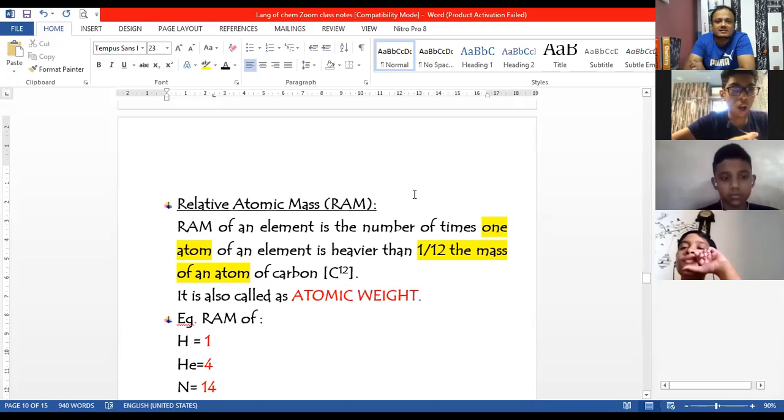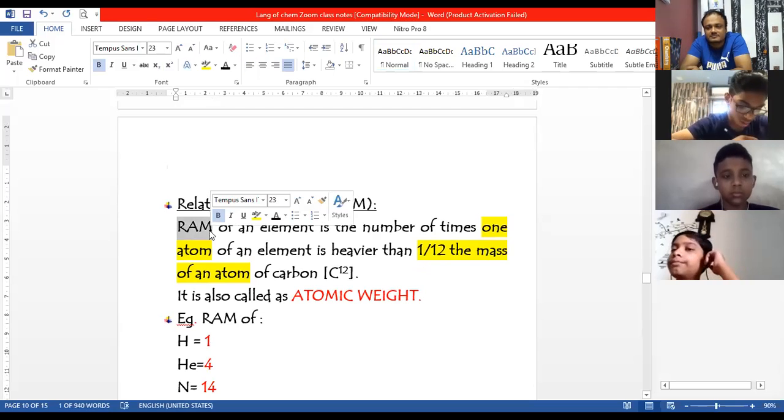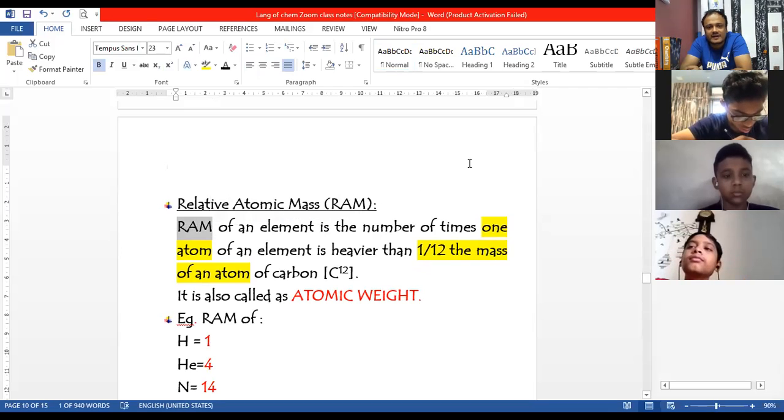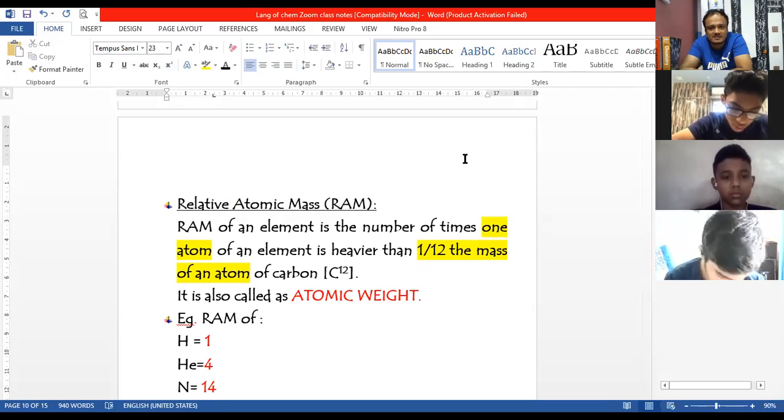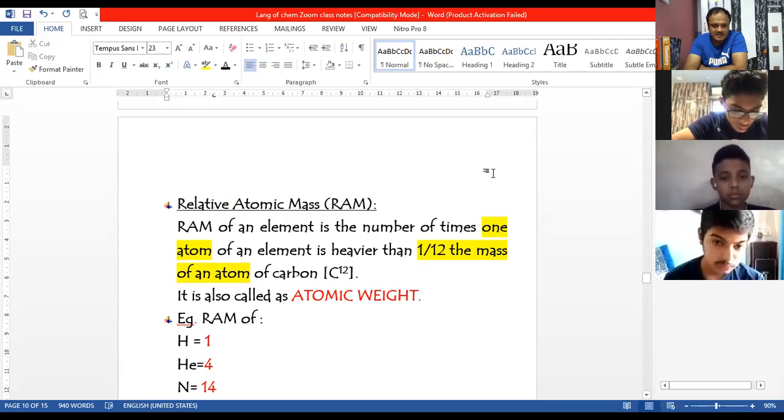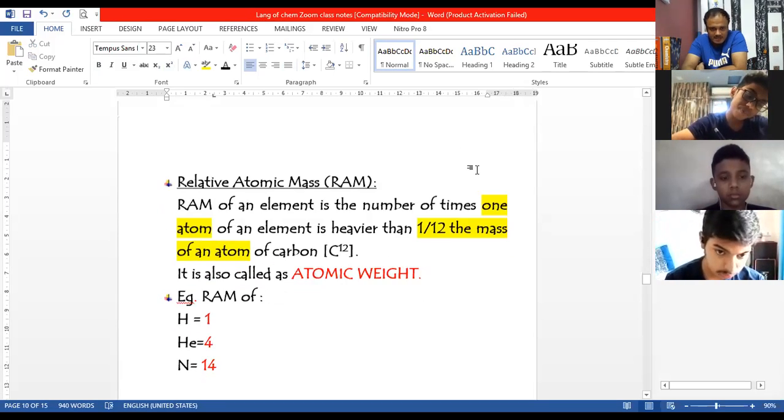I had explained this in the previous class. I'll just go through it once again. So relative atomic mass is the mass of an atom. Why are we calling it relative? Because we are relating it to the mass of 1/12 the atom of carbon. And why are we taking that? As I already explained in the last class, we have to have a standard weight so that you can compare it to find the weight of something else, right? So that is how we find out the relative atomic mass.